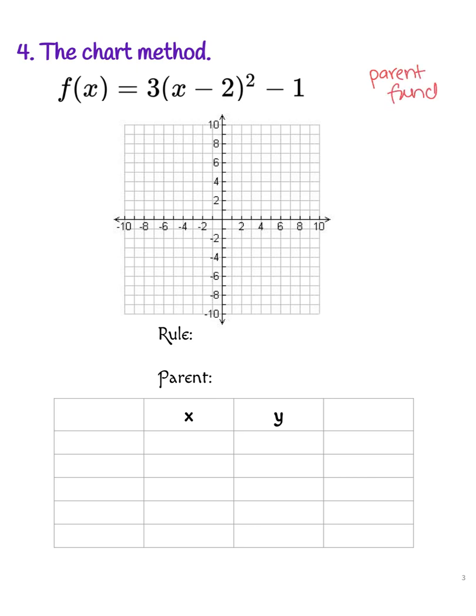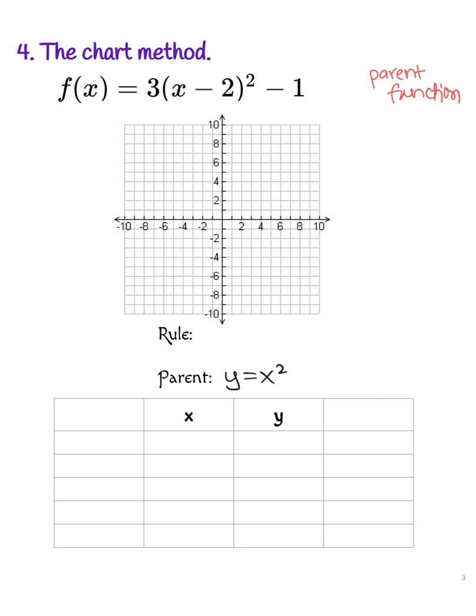And in order to get the parent function, the idea is you kind of get rid of all of the numbers. So let's get rid of all of the numbers, not the exponent. And you can see that x squared is the parent function. Okay, so I'm going to write down at the bottom here that my parent function is y equals x squared. And the question is, what's the rule?